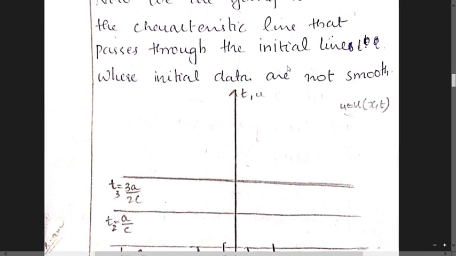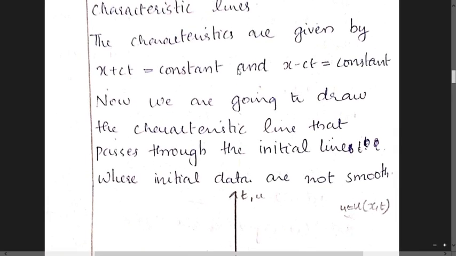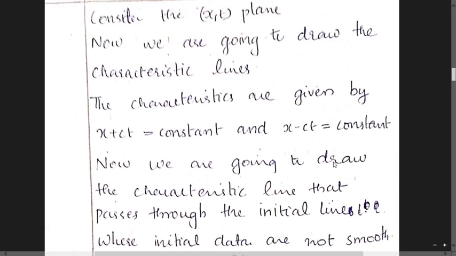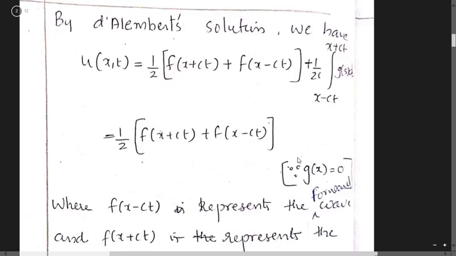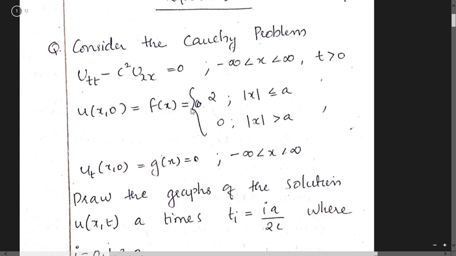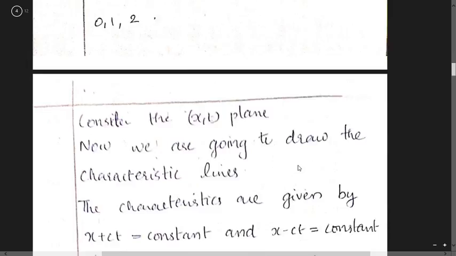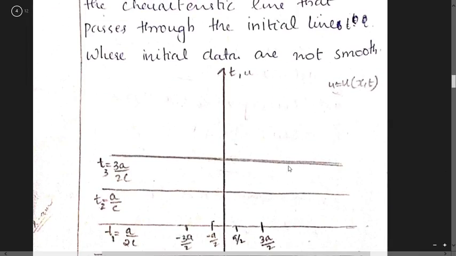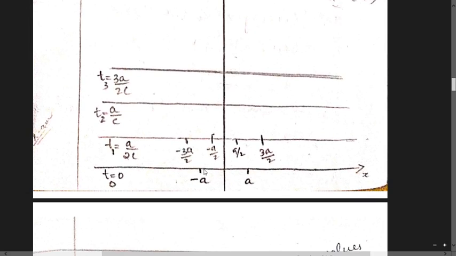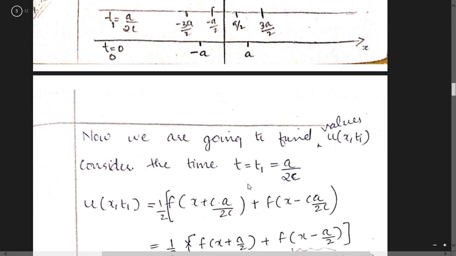We have to find out the points where the initial data are not smooth. From this we get that f(x) is not smooth at x equal to minus a and x equal to positive a. So the points where the initial data are not smooth for the function f(x) are minus a and positive a. Next, we are going to find the values of u(x,t_i).